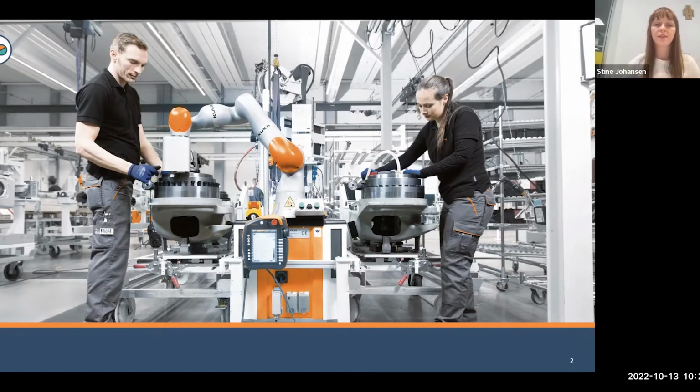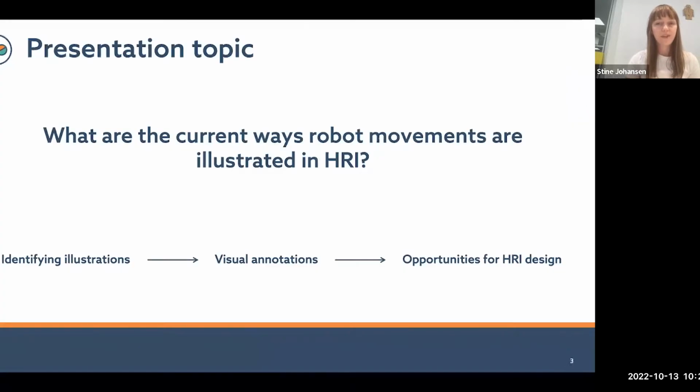So in that sense, the movements can vary a lot, and that's why it's important to also work out ways so we can support designing those movements. That's a background setting to what we have been working on. So we've asked this question: what are the current ways that robot movements are illustrated in human-robot interaction literature?